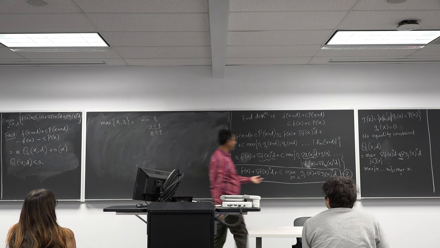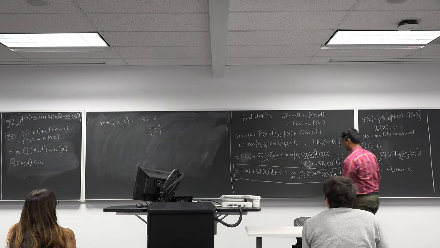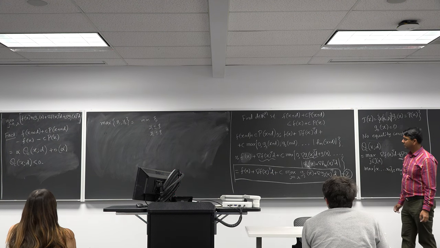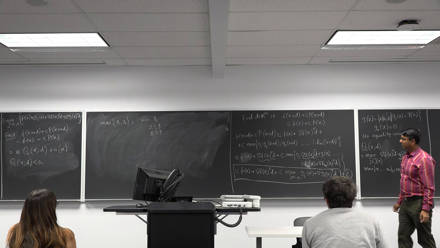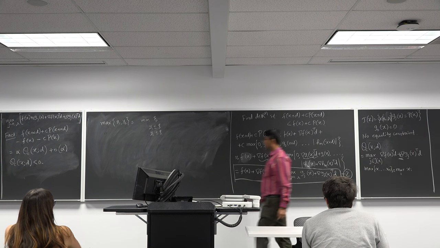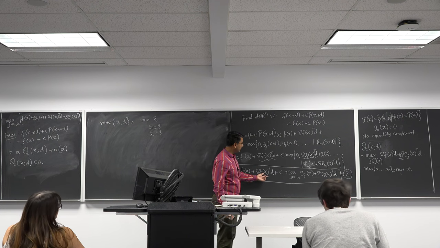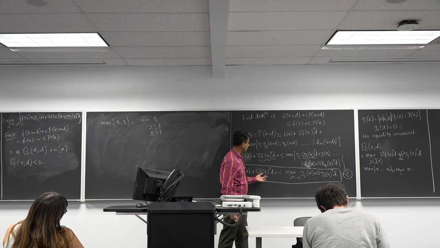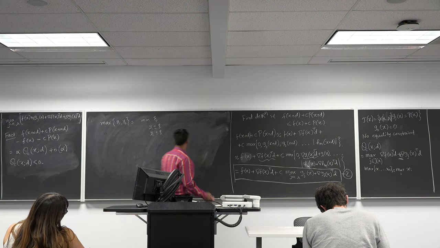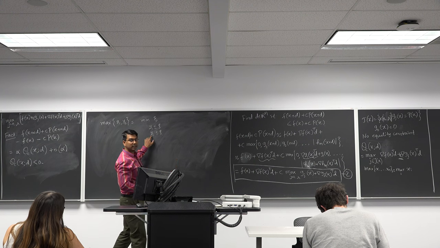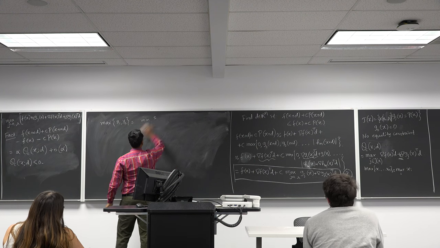What do I have here? I have max of a bunch of functions in equation 2. So what should I do? I can convert this. I want to find a d that minimizes this particular term, this big term. Everybody understands this?